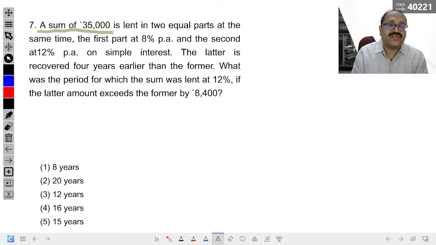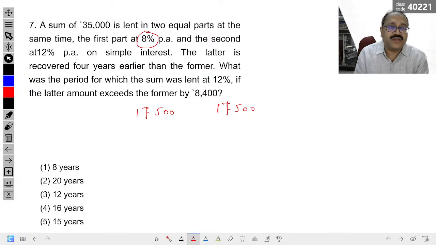Now, what is this? A sum of rupees 35,000 is lent in 2 equal parts. That means each part is 17,500 and 17,500. These were the two parts. The first part is at 8% per annum and the second part is at 12% per annum. Here the rate of interest is 8%, and here the rate of interest is 12%.